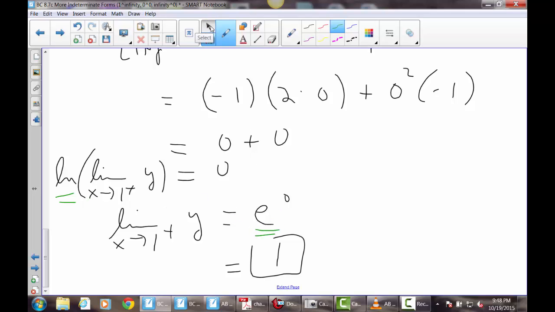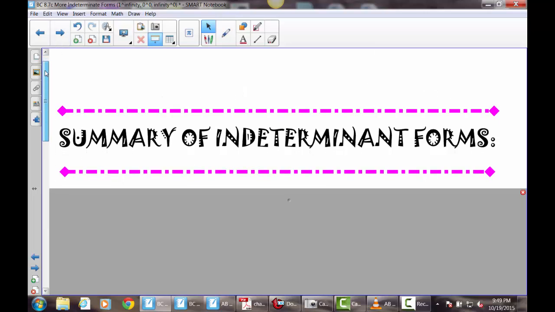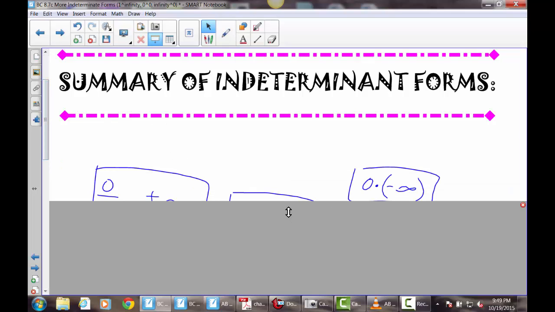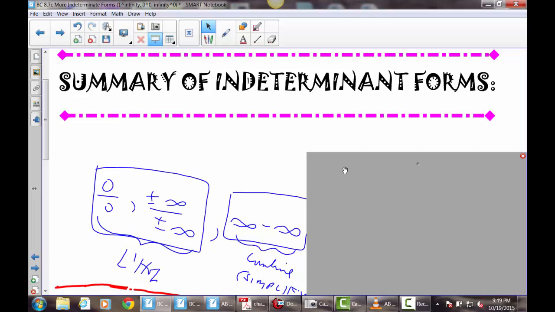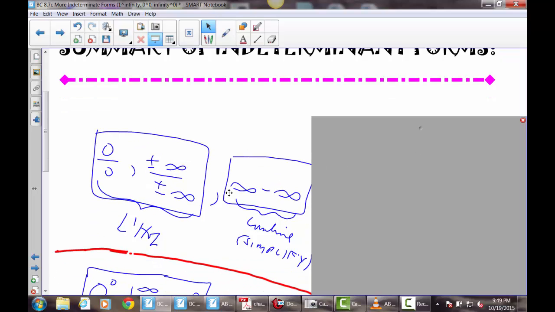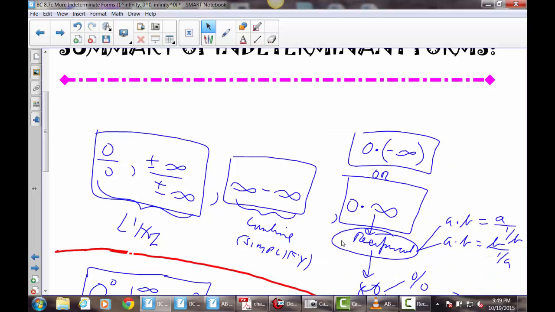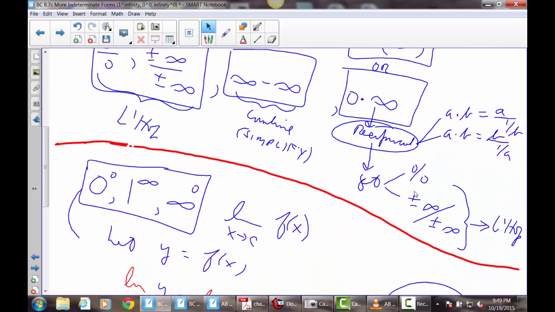Okay? So, quick summary of all the indeterminate forms that we've learned in this whole section. Of course, there was the 0 over 0 or infinity over infinity, where we get to use L'Hopital's. There was infinity minus infinity, which will usually happen with fractions, so you combine. And the other one we saw was 0 times infinity or 0 times negative infinity, where you use the reciprocal, which will give you one of these two, which will allow you to use L'Hopital's.